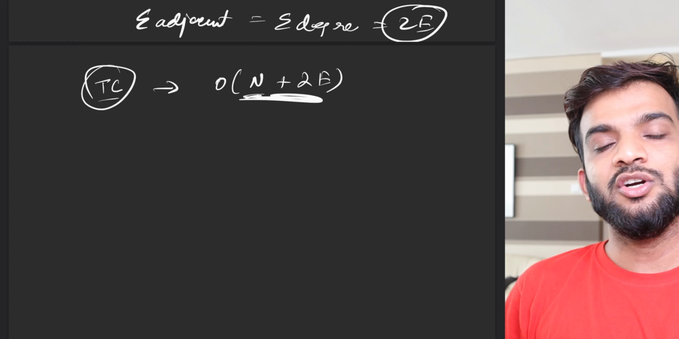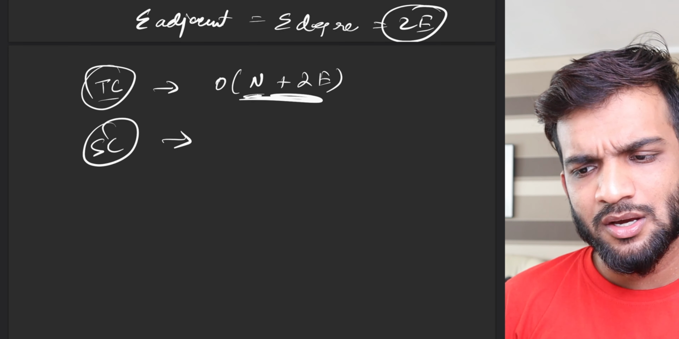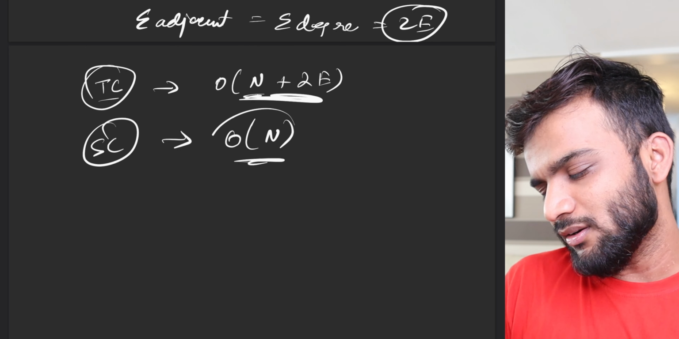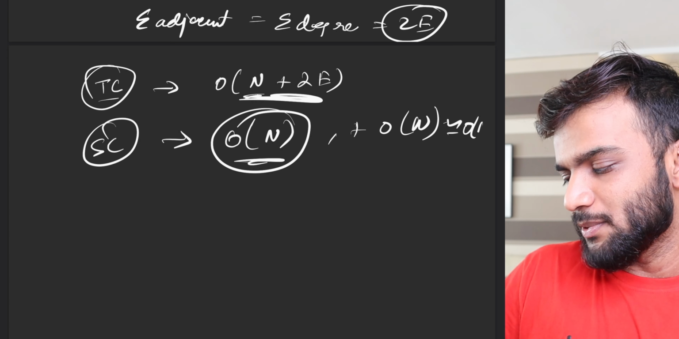So n plus 2e. Are we using any extra space? If you carefully see, we're using a queue data structure, so somewhere around big O of n, and then visited big O of n. So yeah, we can just wrap it up as big O of n.